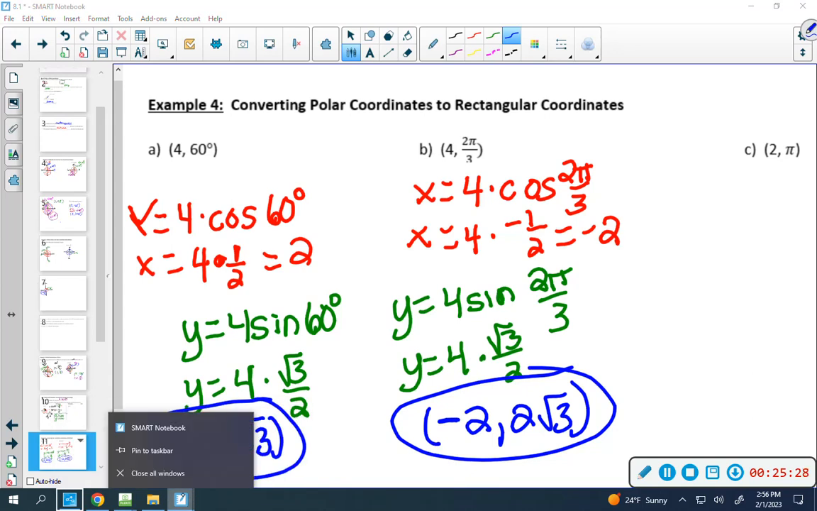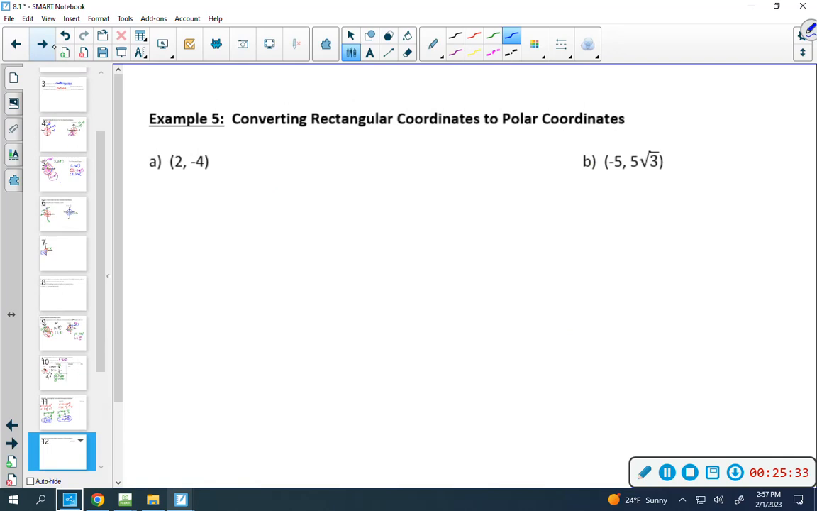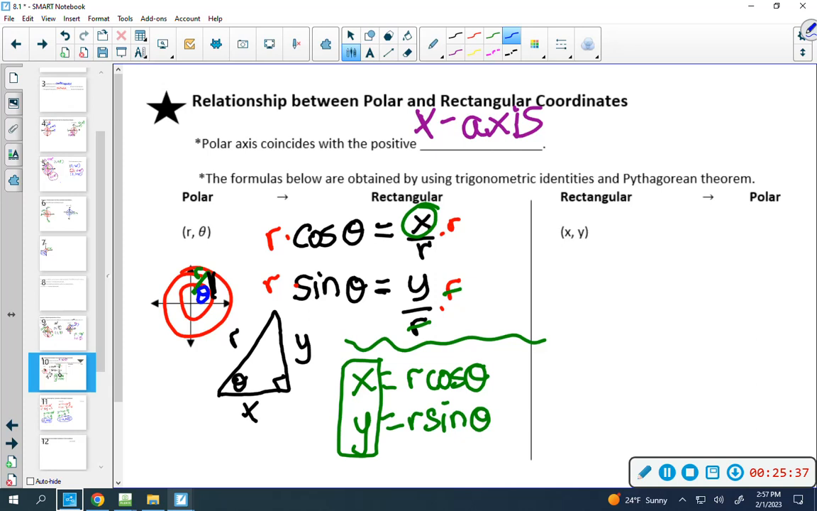Okay, so the next thing that comes up is we have to go the opposite direction, rectangular to polar. So like I said, I'm going to back it up here and look at how to convert in the opposite direction. So I'm just going to redraw this black triangle that I have down there with the x, the r, the theta on it.